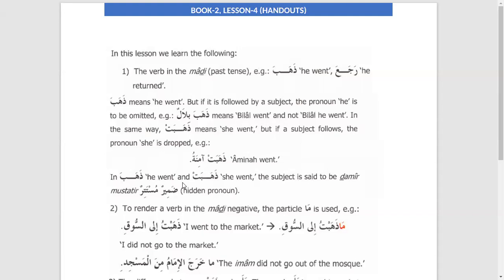Okay. So dhahaba means he went, but when it is followed by a subject, the pronoun he is to be omitted. For example, when we say dhahaba Bilalun, it would mean Bilal went, right? Even in English, we say the same thing. Like we say he went to the university. When we say he went to the university, we don't know who exactly that person is. But when we say Bilal went to the university, then it becomes clear that we are talking about Bilal. Similarly, when we say dhahaba Bilalun, he will be omitted. Now Bilal is the one who is active, and from dhahaba he has been omitted.